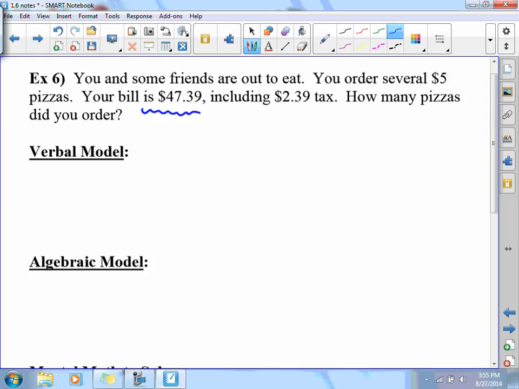But the bill also includes tax. It includes $2.39 tax. So that's pretty cheap, actually. That's a pretty cheap tax. Okay. So how many pizzas did you get?